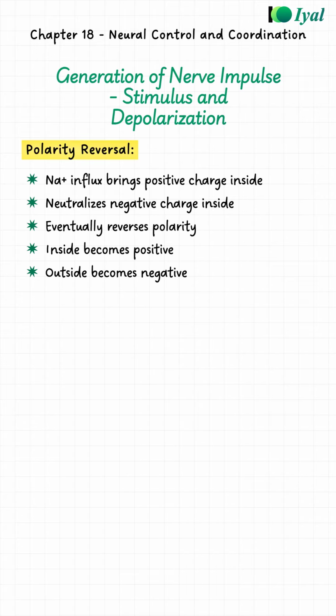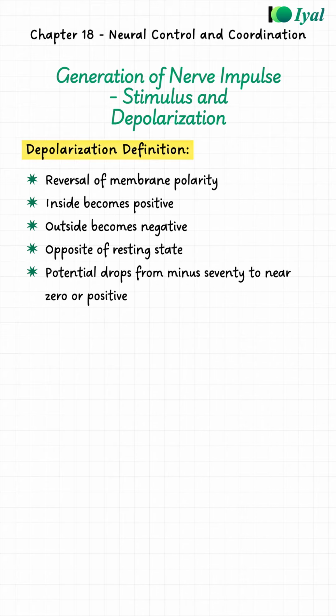What is the consequence of this massive sodium influx? The inside of the axon, which was very negative, suddenly fills with positively charged sodium ions. These positive charges neutralize the negative charges that were inside. More than that, they actually exceed the negative charges and make the inside become positive. This complete reversal of the membrane polarity is called depolarization.